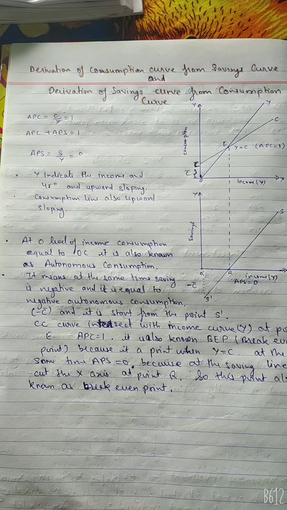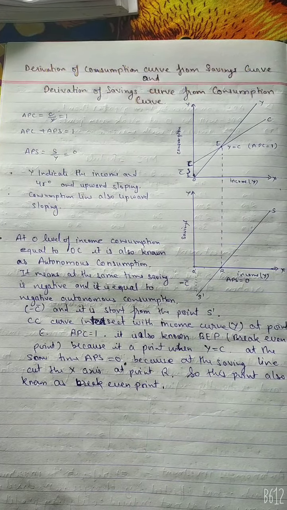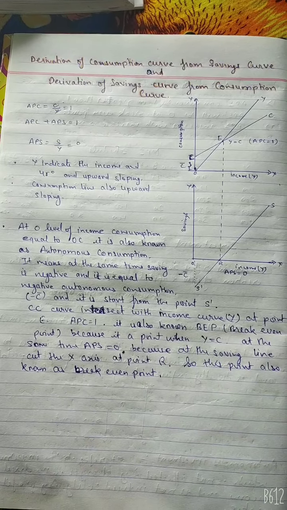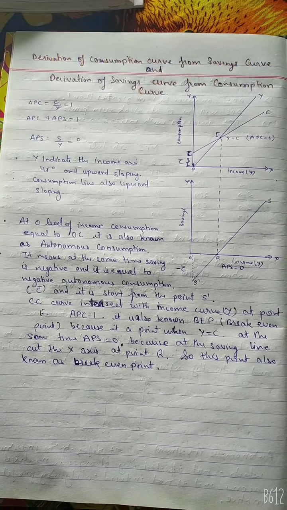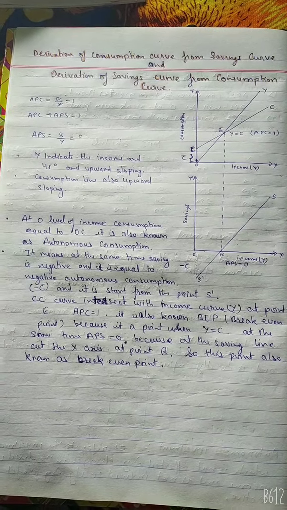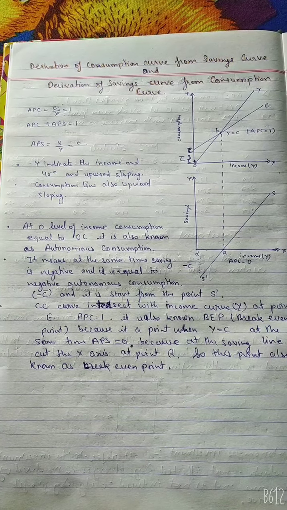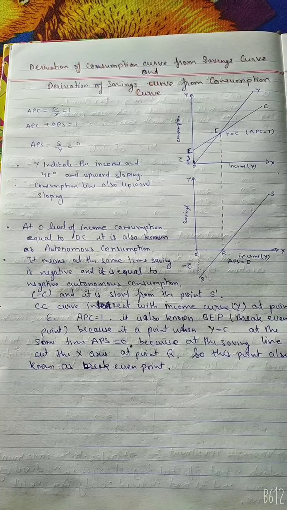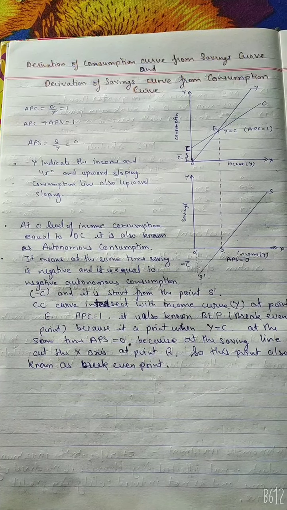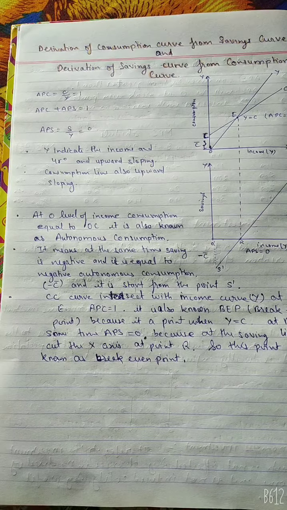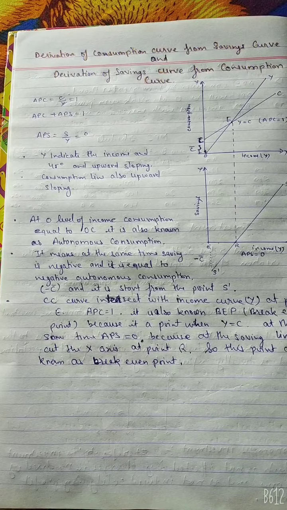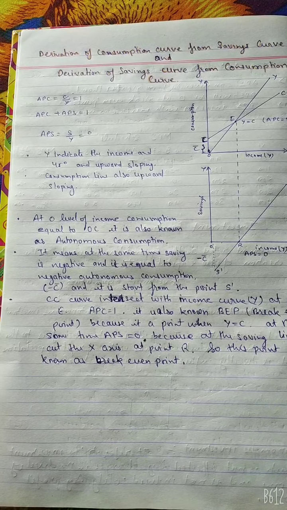Today we are going to discuss the derivation of the consumption curve from the saving curve, and the derivation of the saving curve from the consumption curve. We have the saving curve SS and the income curve OY, which is the 45 degree line. Now let us discuss the steps to derive the consumption curve first.